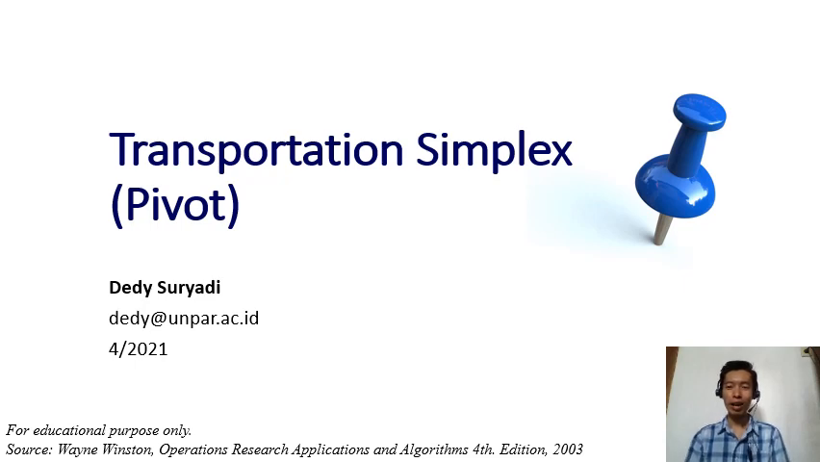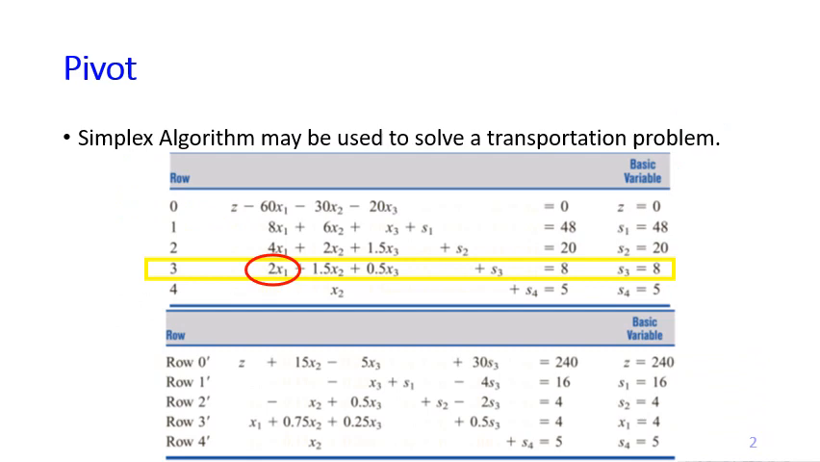So we have learned about how we can find a BFS to a balanced transportation problem. Now let's look at another important component in the simplex algorithm, which is called the pivot. If you recall the simplex algorithm that we use to solve the linear programming problem, whenever we have a BFS, we will determine the entering variable, and then we will perform ratio tests to know which variable must be the leaving variable. And then at this position, it is called the pivot.